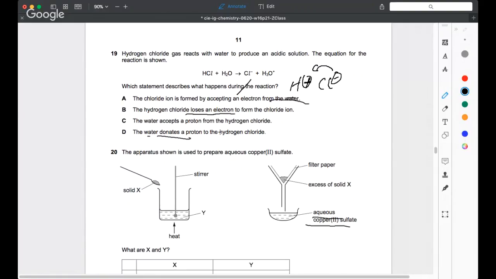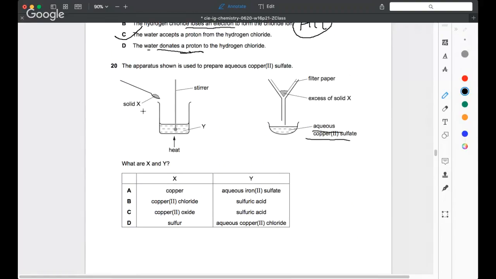Okay, B. So hydrogen chloride lost electrons. That's also not true because overall for hydrogen chloride, the electron count does not change. The electron transfer happens between H and Cl, but not for HCl as a whole. D. So water donates the proton. That's not true because water accepts a proton from hydrochloric acid. So the right answer is C. Okay, number 20.